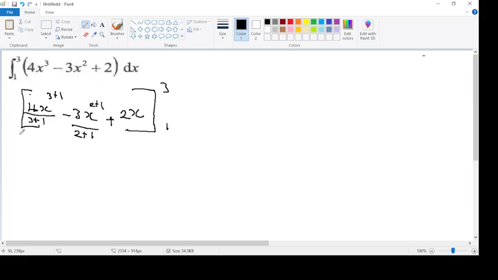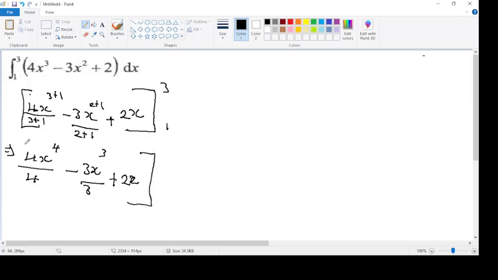Then what next? We now apply the rules of algebra. What is 3 plus 1? That's a 4. So we're going to have 4x raised to power 4 over 4, minus, what is 2 plus 1? That's a 3. So we're going to have 3x raised to power 3 over 3, plus 2x. Don't forget the limits of 3 and 1.